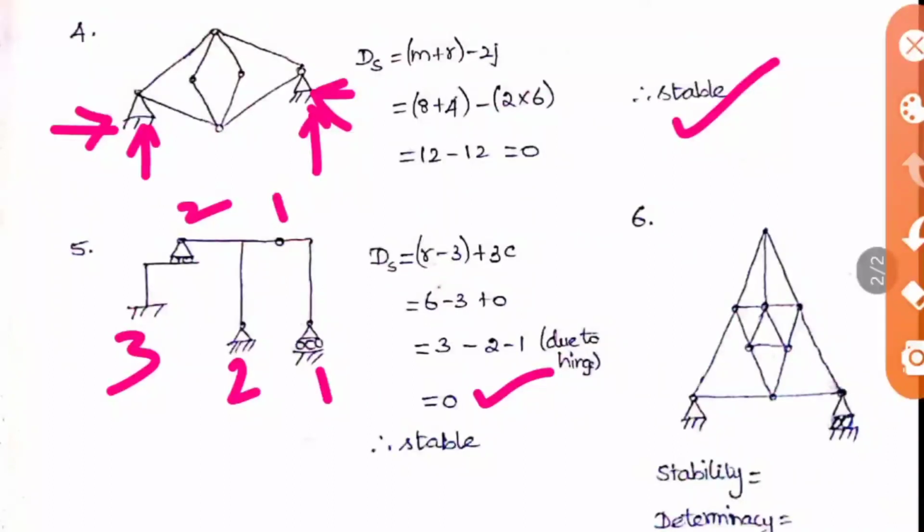Here an example is given, the sixth question. Solve this question with what we studied in this lecture, and tell whether it is a stable or unstable structure, and whether it is determinate or indeterminate. If it is unstable or indeterminate, tell the values also. Let me see how many of you give the right answer.